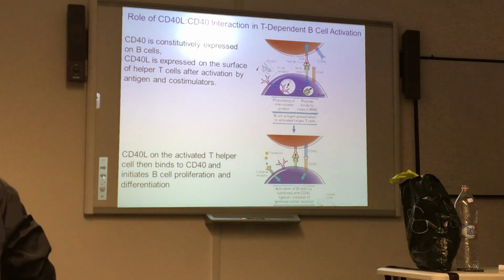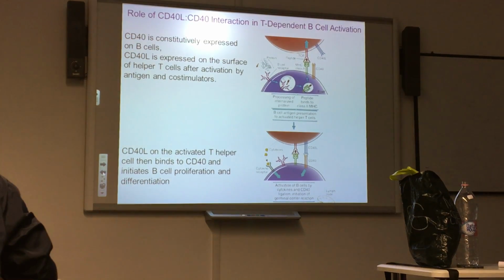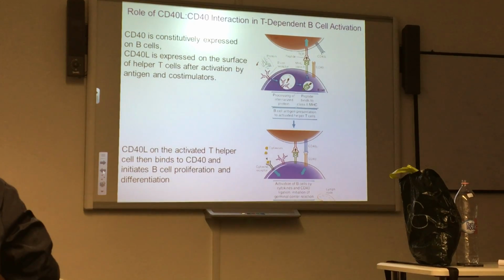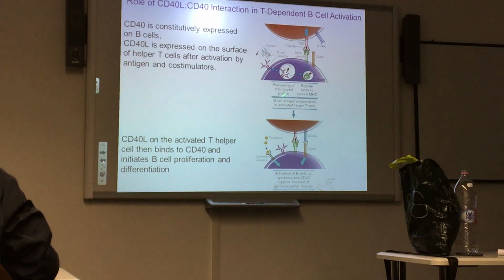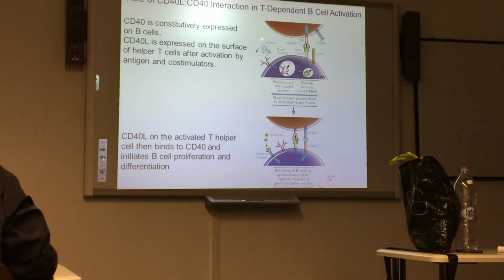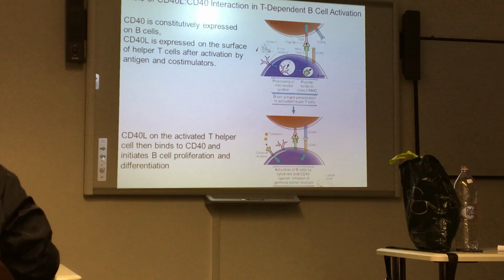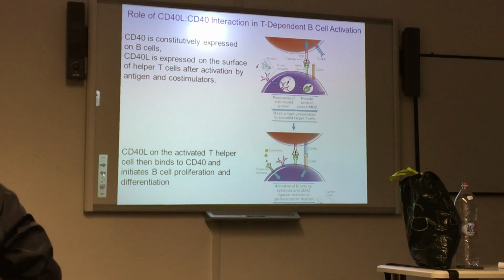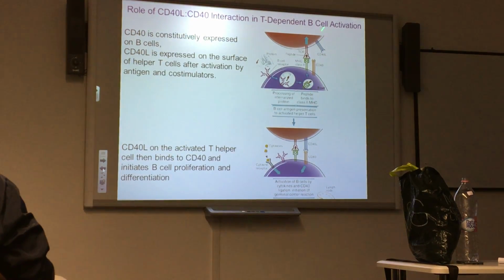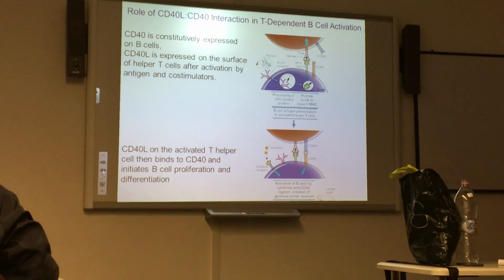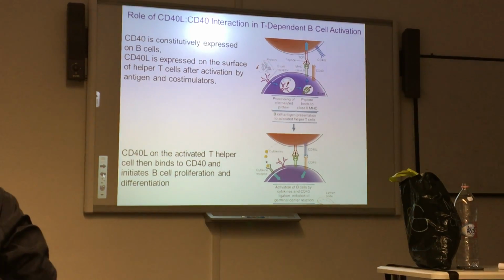Okay, CD40 is the most important costimulatory receptor. Their ligand is called CD40 ligand. The ligand is on the surface of T cells, and the CD40 receptor is on the antigen presenting cell, in this case on the B cells. And the activation through this costimulatory receptor leads to the proliferation of B cells and also the T cells.